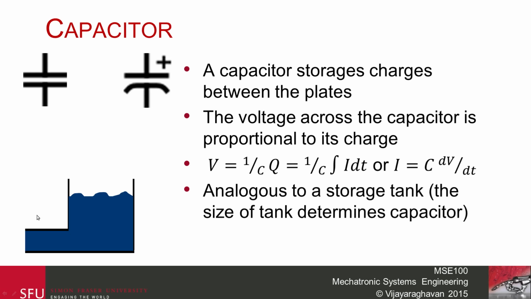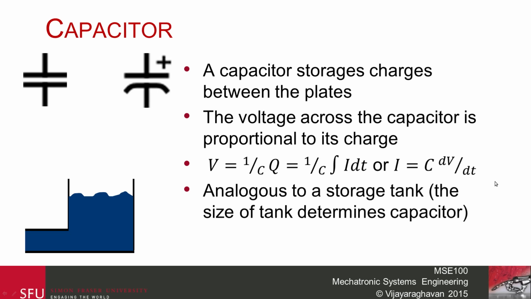concept remains the same. Think of it as analogous to a storage tank, where water goes in, and as more and more water goes in and gets stored, the voltage, which corresponds to the height of the water, keeps increasing. So the voltage across the capacitance is proportional to the charge, and is given as V equal to 1 over C times Q, where Q is the charge, which is the integral of current over time. We basically get the formula V equal to 1 over C integral I dt, or we can say I equal to C dV over dt.